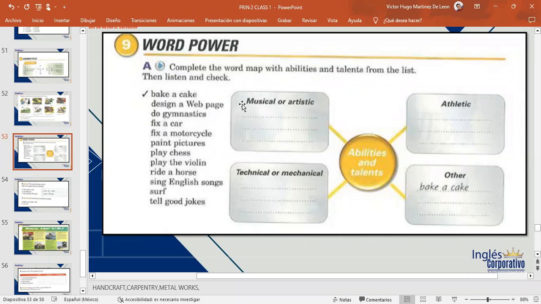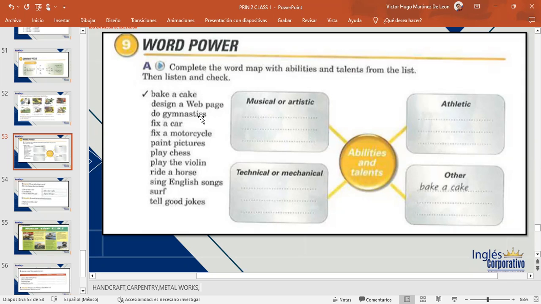Okay, so musical or artistic, we have paint pictures, play the violin, sing English songs, and tell good jokes. Draw. Drawing. Okay, technical or mechanical, we have fix cars, fix motorcycles, and design web pages. Design web page. Okay, athletic.